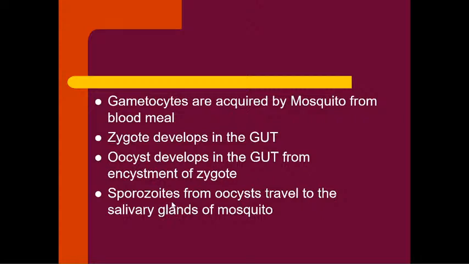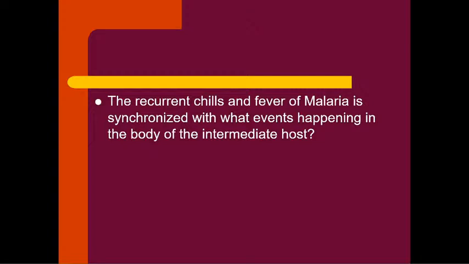Kasi sporozoites nga, diba? Babalik siya sa loob ng mosquito pala. Yeah. So yeah. Sorry. Pupunta pala siya sa edge ng mosquito and then i-inject pala siya kay human. Tapos pupunta na sa liver, blah blah blah and everything else. Okay? So huwag niyo kalimutan yung SCMSG niyo. Okay? SCMSG. All right?